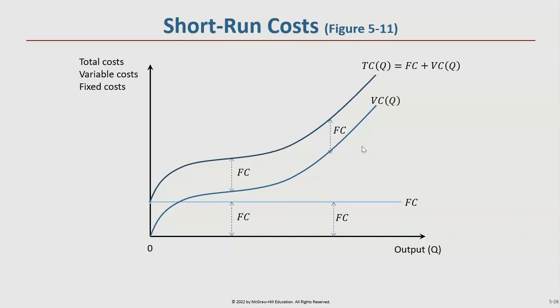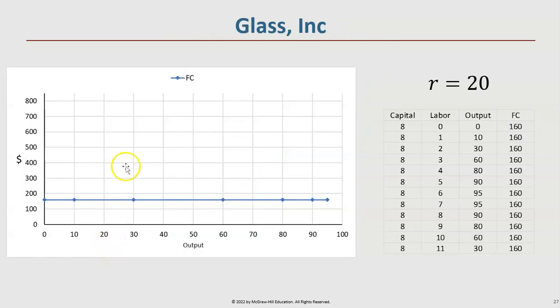Okay, but first let's see how we would graph these three cost curves with the example from Glass Inc., which is number 15 on page 173 in the textbook. Okay, so the rental rate for capital, our 8 units of capital, is $20. So that means our fixed cost is 8 times 20, which is $160. So I plotted this horizontal line at 160.